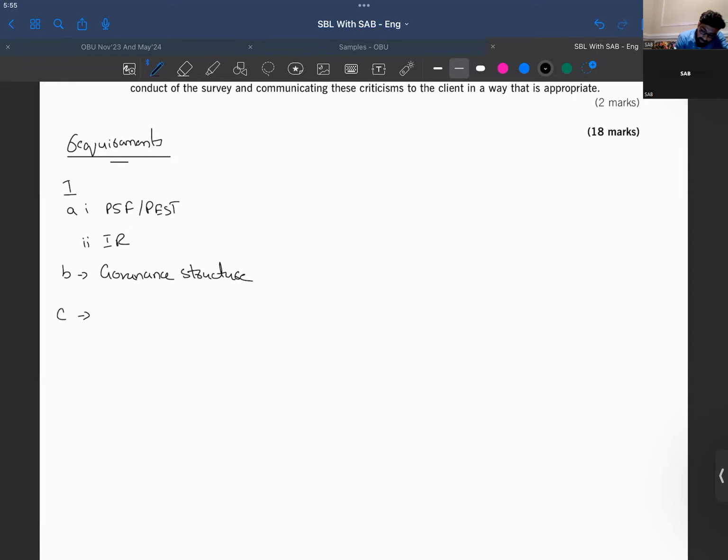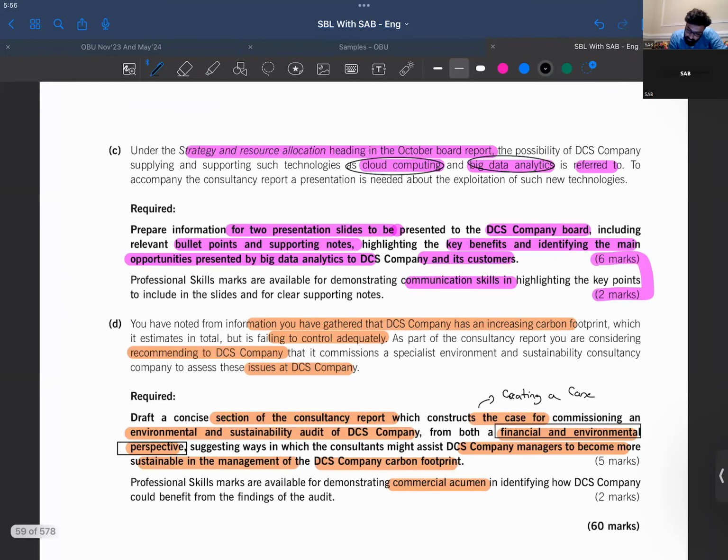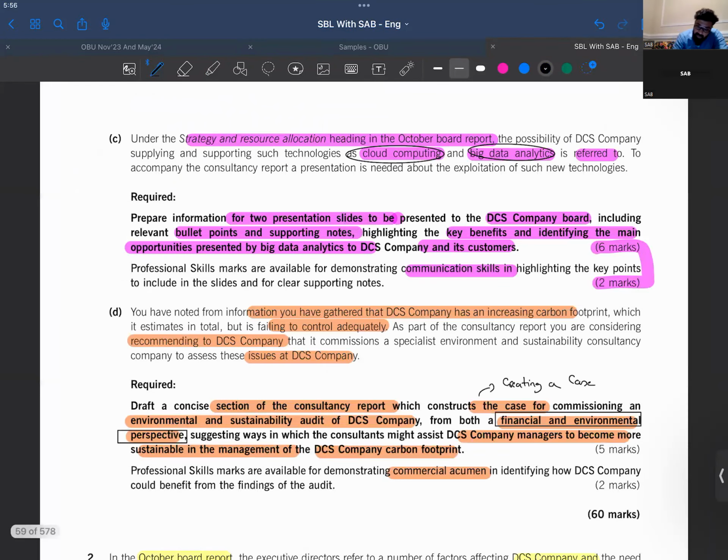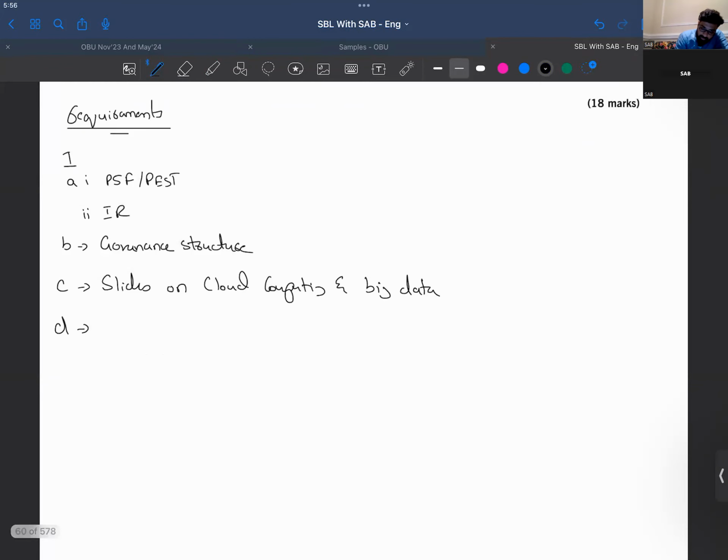Now this is B, and the C is slides on cloud computing and big data, right? Slides on cloud computing and big data. Then D is environmental and sustainability audit, right? It pertains particularly to environmental and sustainability audit.